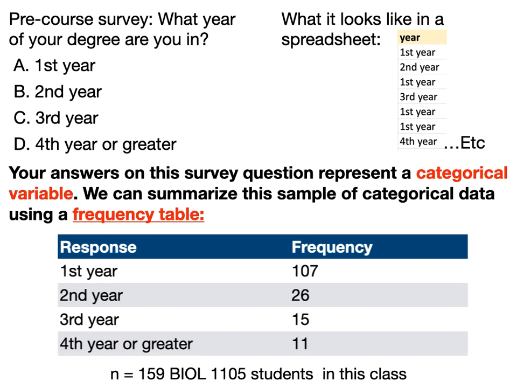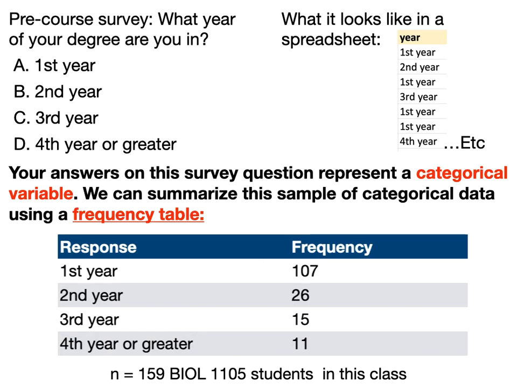I've taken a categorical variable from our pre-course survey of what year of your degree are you in. This is what the data look like in the spreadsheet on the top right. And then I've made a frequency table. That's one way to visualize that information. So there were 159 students in this sample, and that's the breakdown of what year they were in. And here I'm showing you first, second, third, and then I've got fourth year or greater as the fourth category.